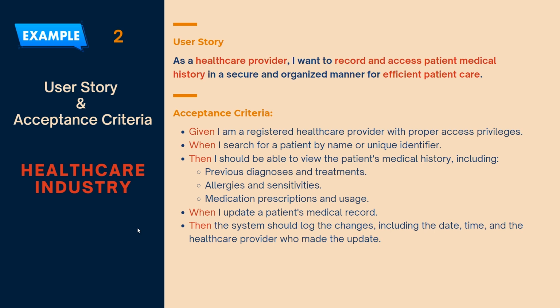So that's one. Now in the same given scenario, we are giving another action. When I update a patient medical record, then the system should log the changes, including the date, time, and the healthcare provider who made that update. So if someone makes a change in the given scenario, then the change should be reflected. At the same time, a log should be generated showing who has made the changes, what the change is, and when the change was done, date, time, etc. So this is the acceptance criteria for this particular story. Okay, now let's take a look at the third user story.